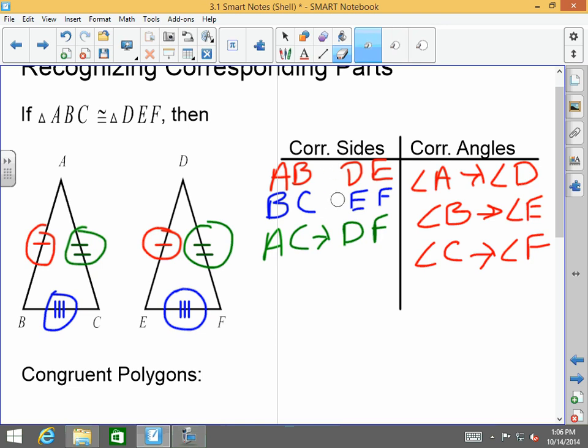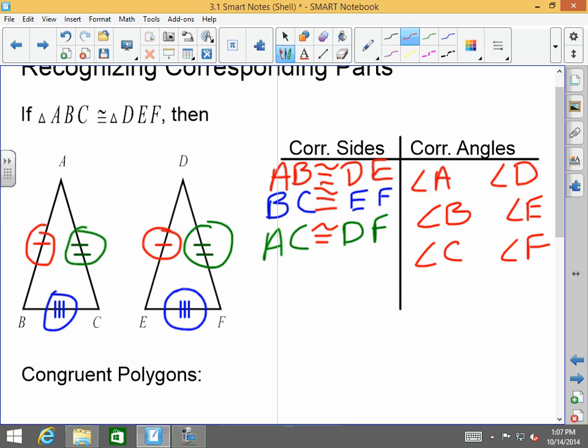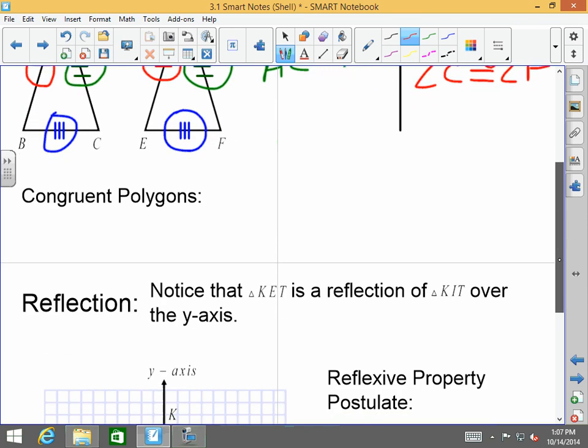So really, technically, I should have put a congruent symbol on all of these. Okay? On all of them. Because if two triangles are congruent, or any two figures are congruent, then that means that the corresponding sides are congruent and the corresponding angles are congruent. Pretty simple, right? Very powerful stuff, guys, believe it or not.